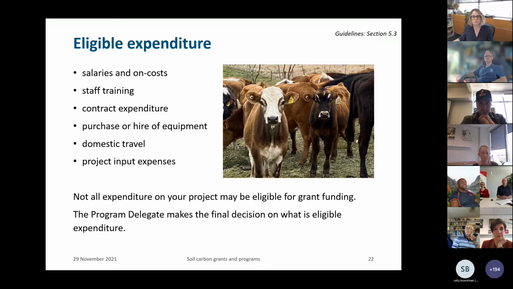If your application is successful, we may ask that you verify project costs that you've provided in your application and provide quotes for major costs. Please note that not all expenditure in your project may be eligible, and the program delegate makes the final decision on what is eligible expenditure. But a good guide to follow is that the expenditure must be a direct cost of your project, and that the expenditure must occur between the project start and end date for it to be eligible.